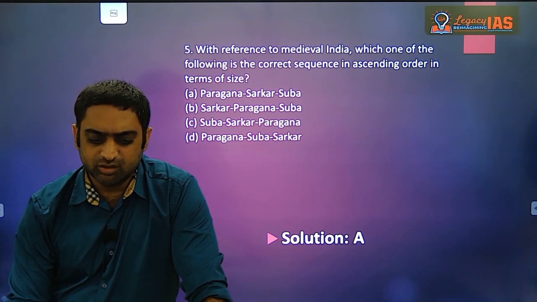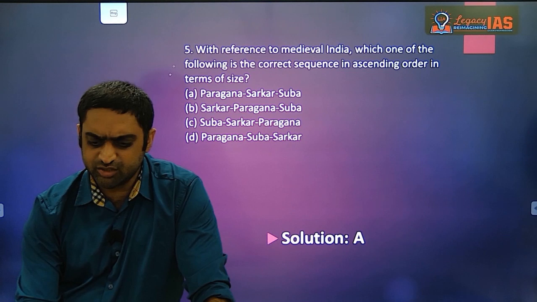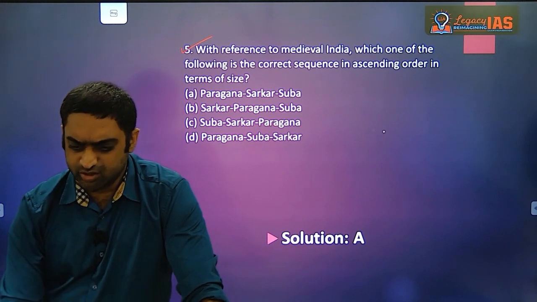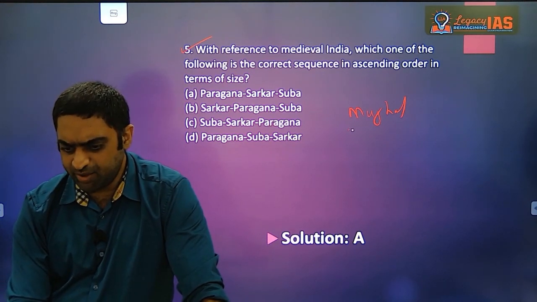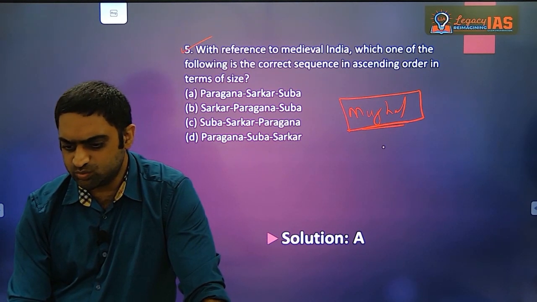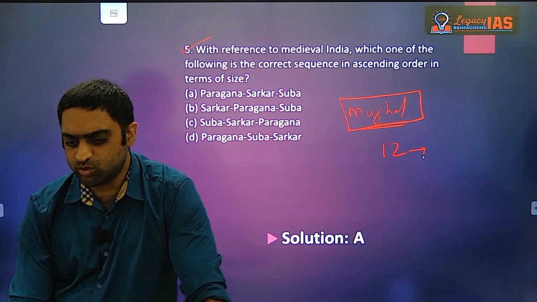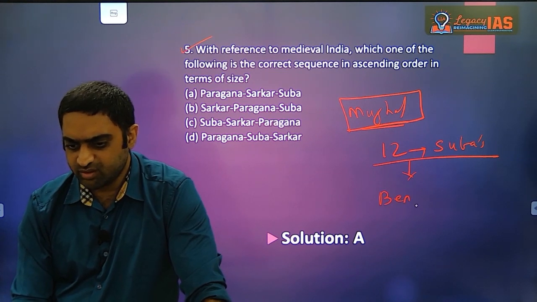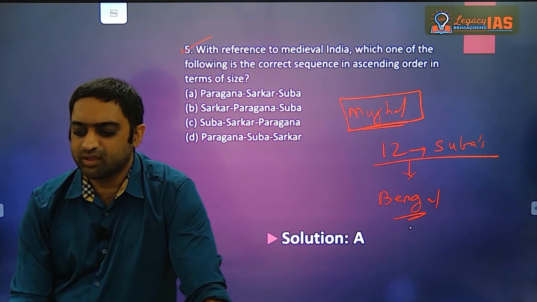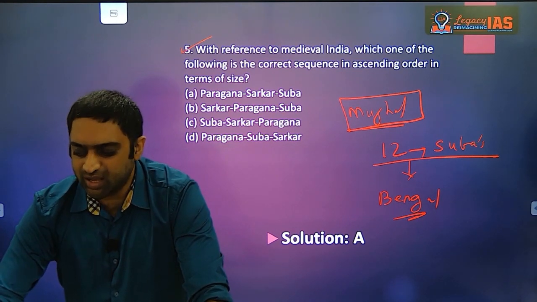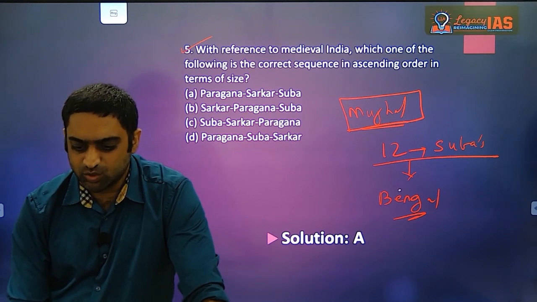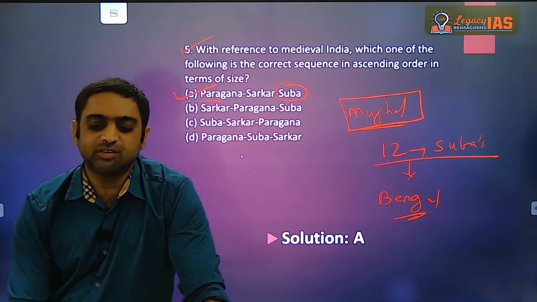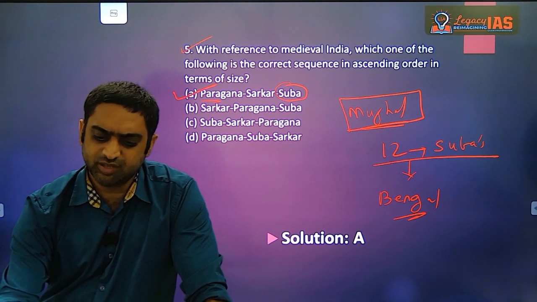Now the fifth question here, this is related to the administration of Indian kingdoms during the medieval period. In fact, during the Mughal Empire, this entire kingdom was divided into 12 major provinces for administration. So they were called the 12 subas. Among these, Bengal was one of the subas, and you had Awadh, Bihar, Malwa, Ajmer, various subas were there. So Suba was the largest unit of administration, and Paragana was the least unit of administration. Fifth question, correct answer is A.